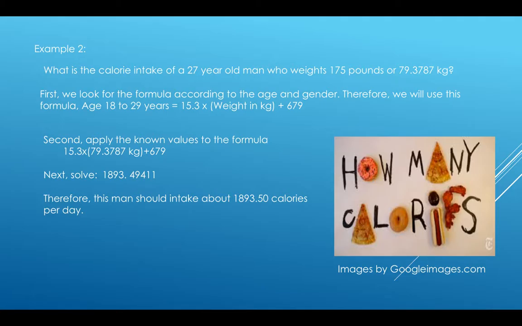So second, apply the known value to the formula. So 15.3 times 79.3787 kilograms plus 679. Remember, order of operations, we go ahead and do multiplication first and then addition. So once we solve, we get 1,893.49411. Therefore, this means that this man should intake about 1,893.50 calories per day in order to maintain a healthy body weight.